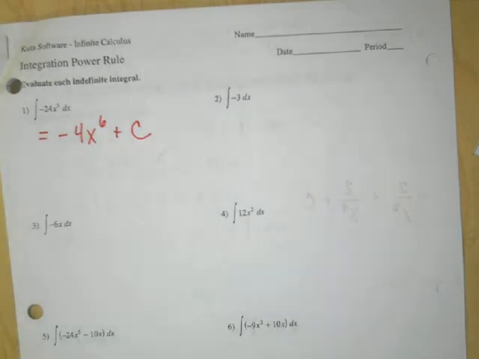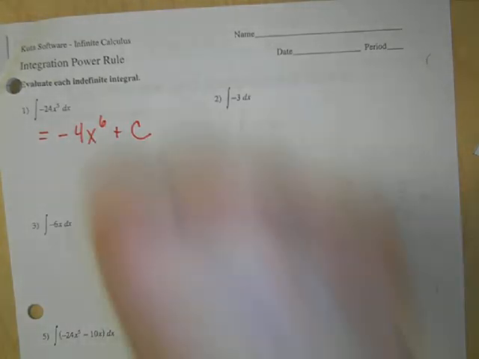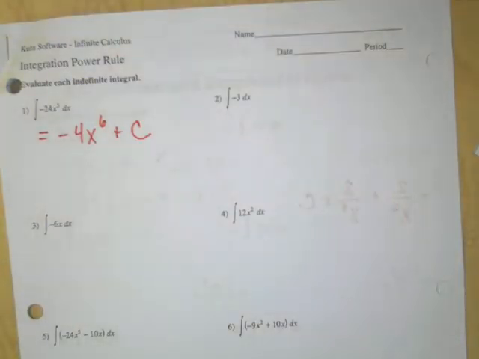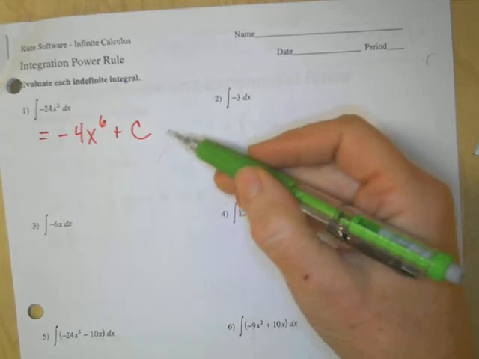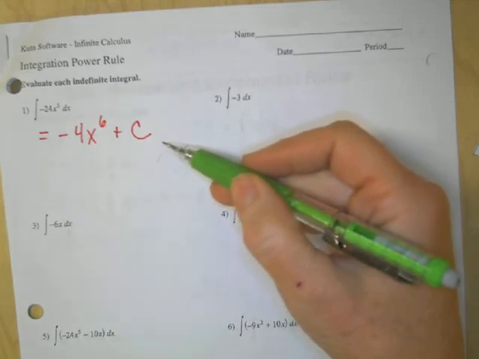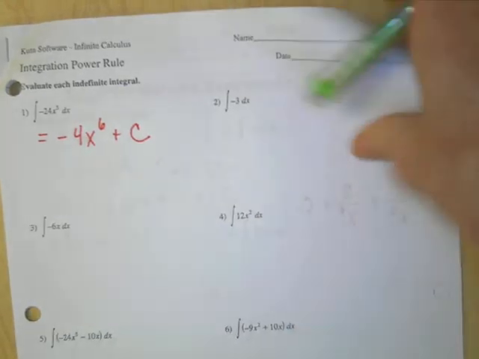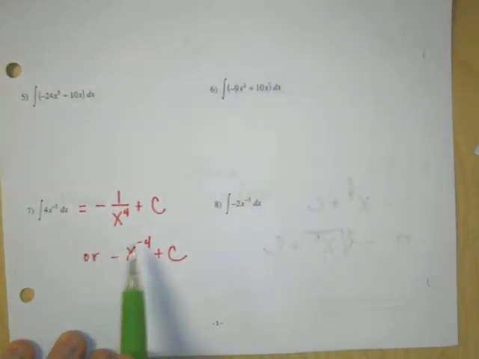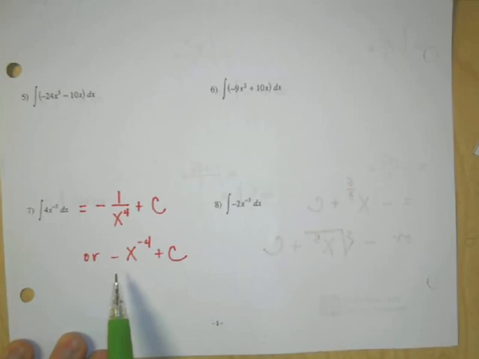Okay, here's the helper video for the integration packet. First of all, I've just put in a couple of the answers for the first page. So -4 x to the 6th plus c for number 1, and for number 7, -1 over x to the 4th plus c, or you could write it as -x to the -4th plus c. And on the quiz, if I ask you to write the answer with no negative exponents, you should be able to do that. Okay, so there it is.